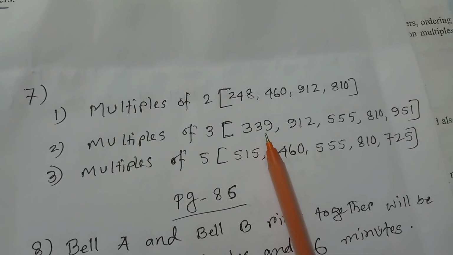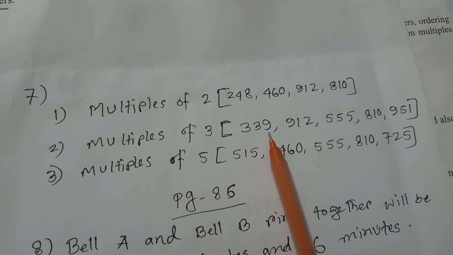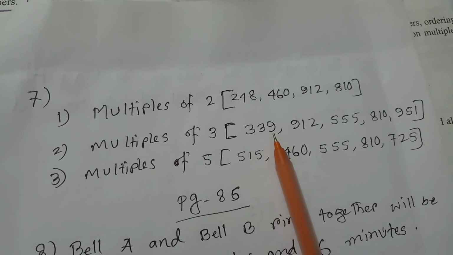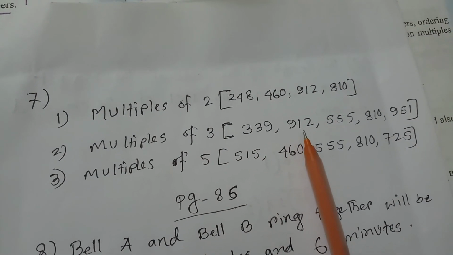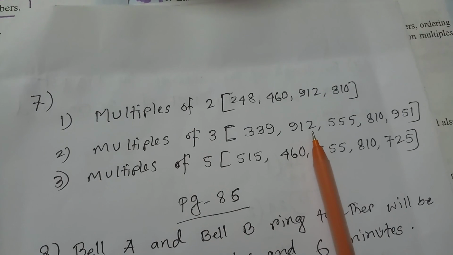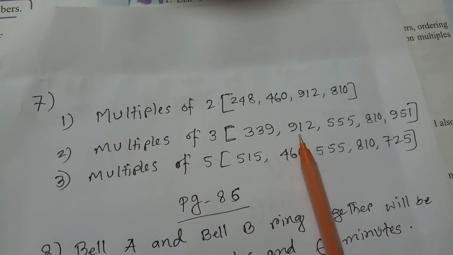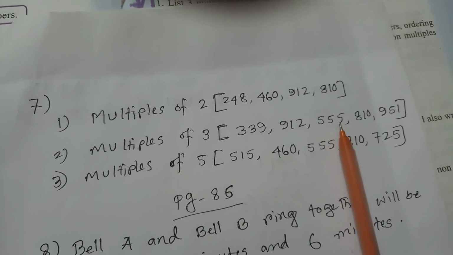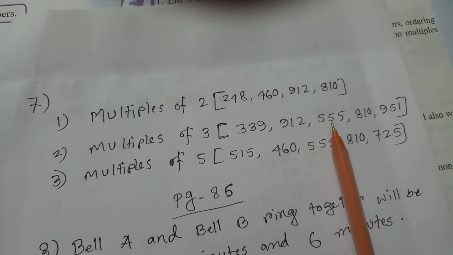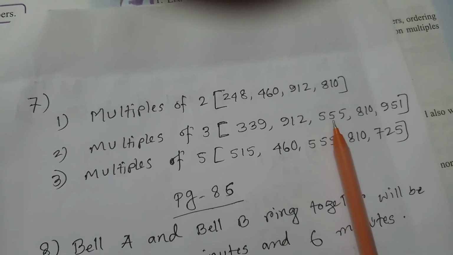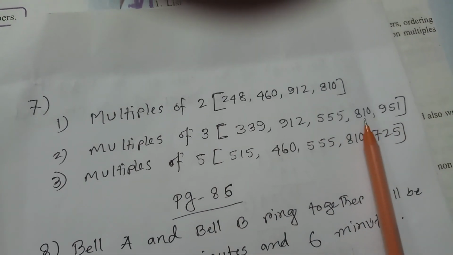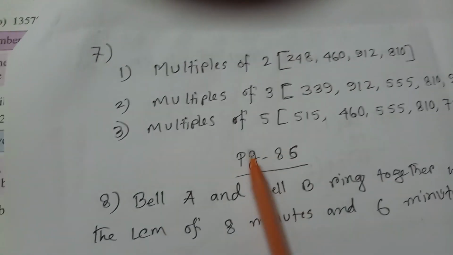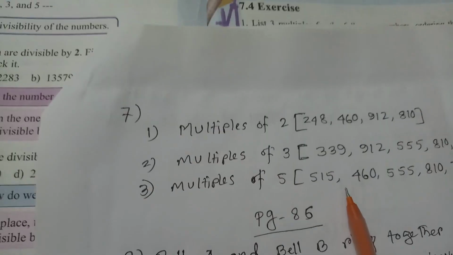3 plus 3 is 6, 6 plus 9 is 15. 15 is divisible by 3, so it is a multiple of 3. 9 plus 1 is 10, plus 2 is 12. 12 is divisible by 3, so it is a multiple of 3. 5 plus 5 plus 5 is 15. 15 is divisible by 3, so it is a multiple of 3, and these two numbers are multiples of 3 and multiples of 5.